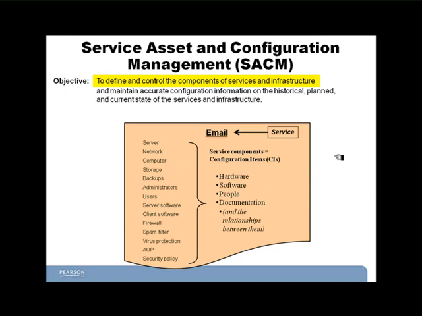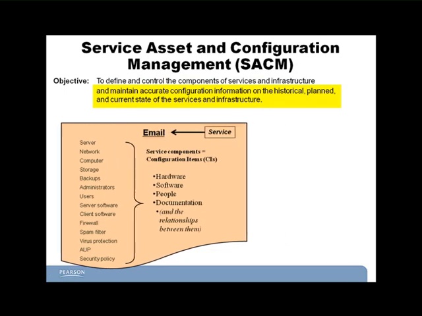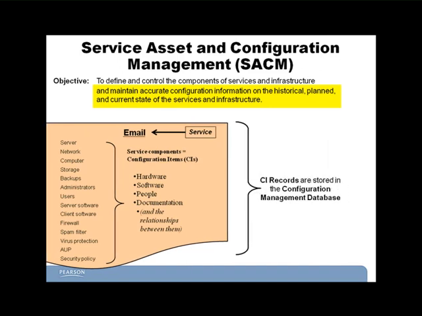Now let's look back up top and we'll check out the second half of the objective. And maintain accurate configuration information on the historical, planned, and current state of the services and infrastructure. So that tells us that we need to record all of this data about these CIs someplace, and that repository is called the Configuration Management Database, or the CMDB.